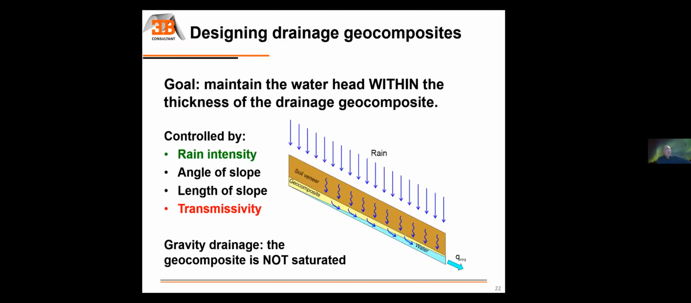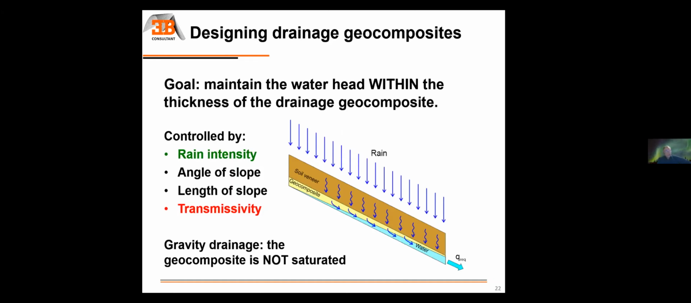So how do we reach a good performance with these products? So now we're getting into the core of the presentation. First, the goal we have when we do the design of a drainage geocomposite is to maintain the water head within the thickness of the drainage geocomposite. That's the most common requirement for gravity drainage. I'm using here the example of the stability of a veneer on a capping.